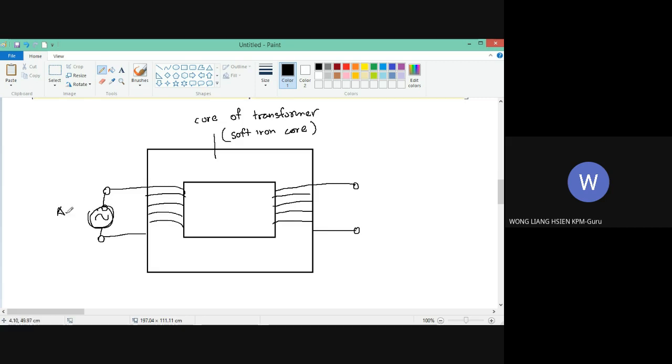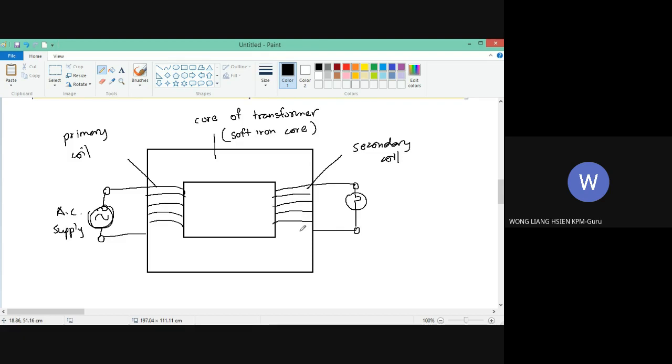For example, if this one is connected to the alternating current power supply, then this coil is the primary coil. If this coil is connected to the output, for example about here, then this coil is the secondary coil. So this is the primary coil, this is the secondary coil.